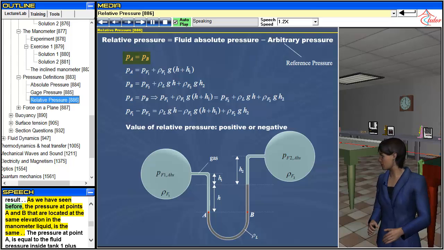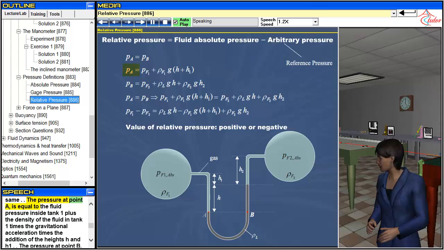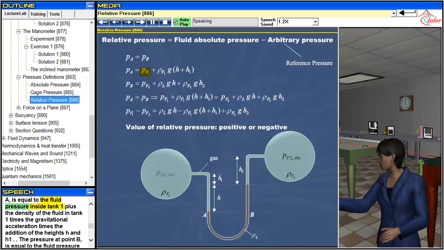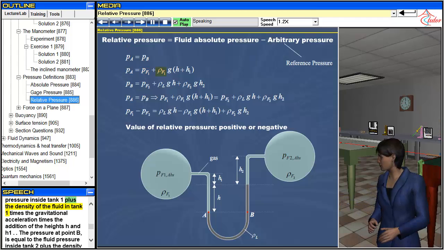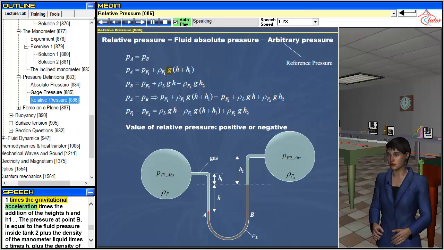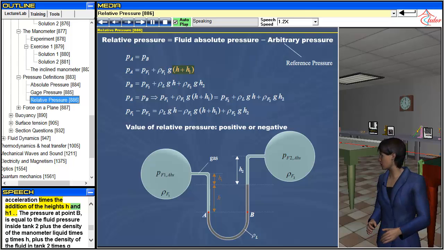As we have seen before, the pressure at points A and B that are located at the same elevation in the manometer liquid is the same. The pressure at point A is equal to the fluid pressure inside tank 1 plus the density of the fluid in tank 1 times the gravitational acceleration times the addition of the heights h and h1.